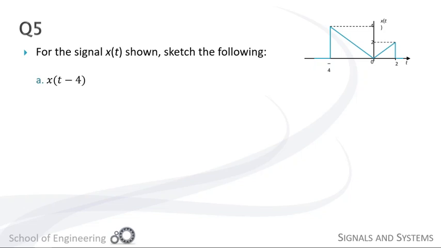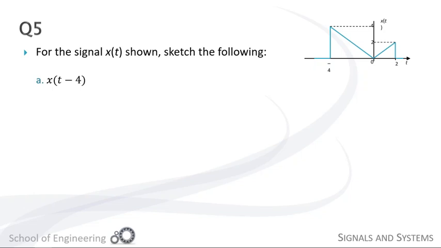Next, what we're going to go on to is the shifting and scaling of signals like this. I know there are some people who have a bit of an issue visualizing this. So, what's the answer to A? Well, not 4 steps, but 4 seconds. We've got time, so 4 seconds. So it's delayed by 4 seconds.